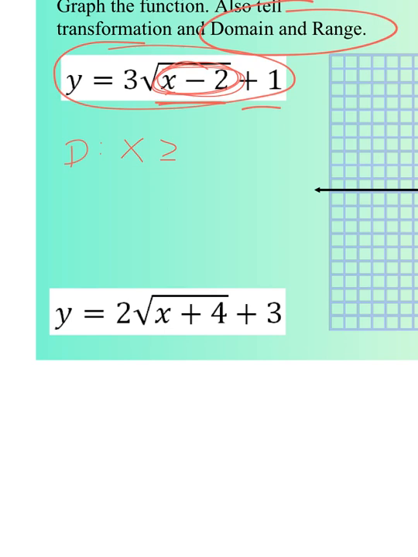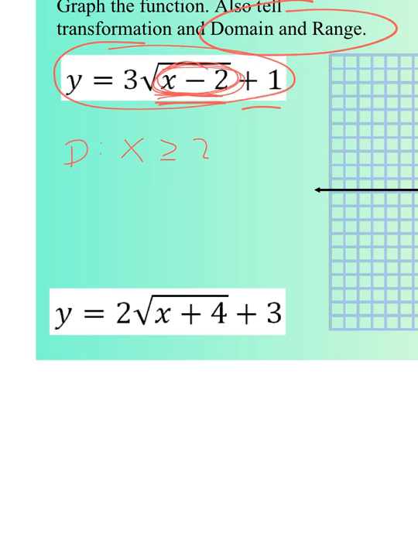And you can think, what's the lowest possible x value you can plug in here so that I won't get a negative? Okay, well, in this case, it's going to be 2. If I plug in 1, 1 minus 2 would be negative, and I can't take the square root of a negative. So I can't plug anything less than 2 into this problem. So x has to be greater than or equal to 2.